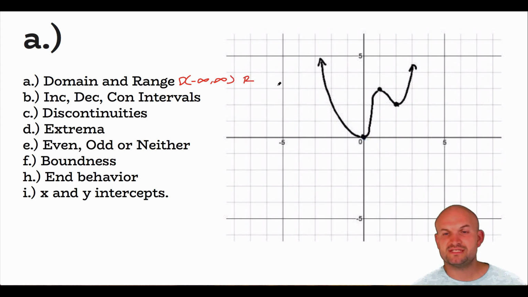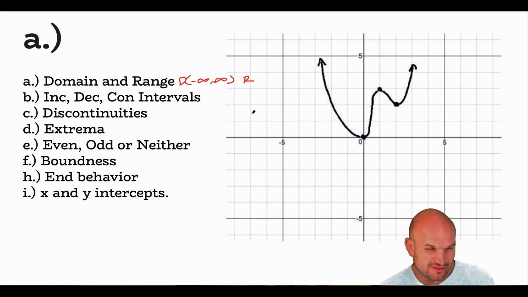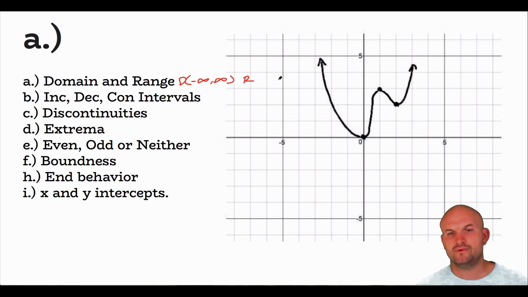My range, in this case, you can see basically that since it's continuous again, my graph goes all the way down to 0 and all the way up to infinity. So since it's continuous, I'm going to use 0 to infinity. Let's see the intervals where the graph is increasing.